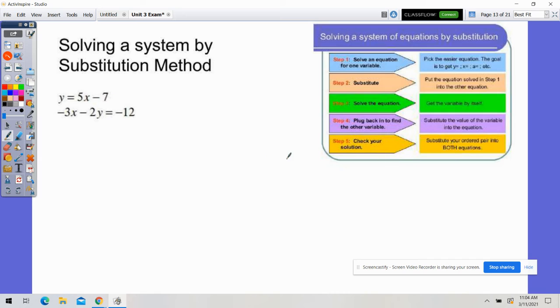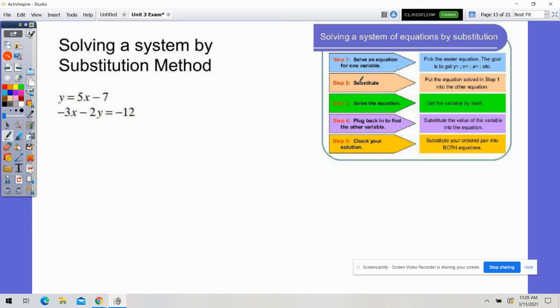So I have 5 steps to help us through this problem. When you're solving a system of equations using substitution, step 1, solve an equation for one variable. Pick the easier equation. The goal is to get y equals, x equals, a equals, etc. In this case, we already have that done for us. In the first equation, we have y equals, so y is isolated. We know y is equal to 5x minus 7.